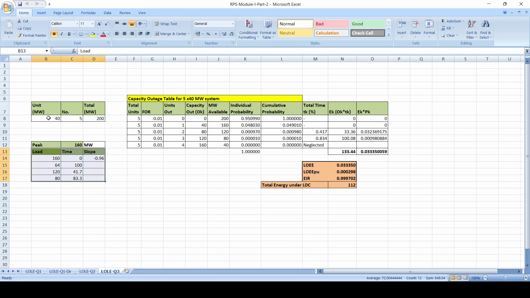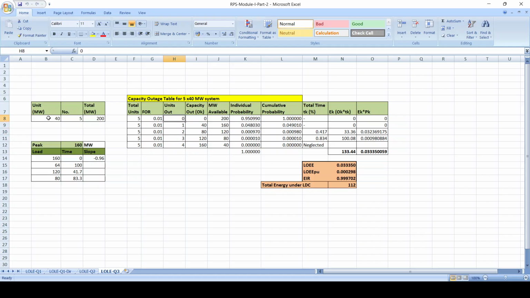how much time load is equaled or exceeded. Okay. So first you have to compute the capacity outage table. As you know, total units 5, FOR is 0.01. So we start with units out 0, 1, 2, 3, 4.